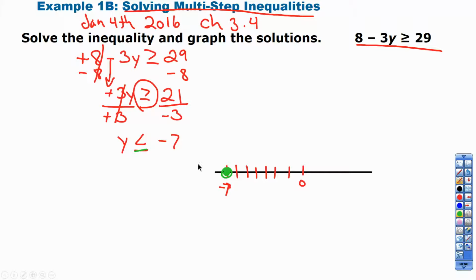And then we ask ourselves, does the arrow point to the left or does the arrow point to the right? And we will say that the arrow goes to the left because it says y is less than. Let me ask you the question. Is negative 8 less than negative 7? Yes. So have we graphed it the correct way? Yes, we have.